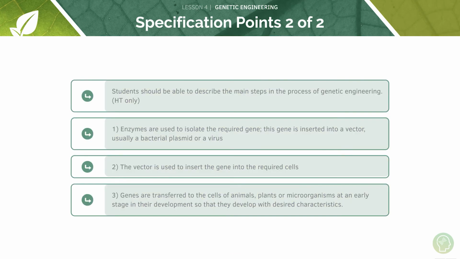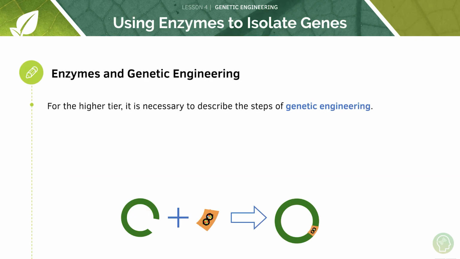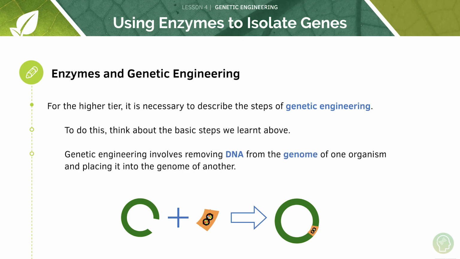Now there's another set of specification points because your exam board seems to love genetic engineering. For the higher tier, it is necessary to describe the steps of genetic engineering. We've already gone through the basic steps, but we're just going to go through it in a little more detail. As we know, genetic engineering involves removing DNA from the genome of one organism, which is the donor organism, and placing it into the genome of another, which is the recipient organism.